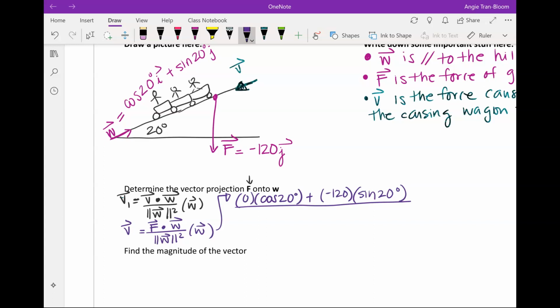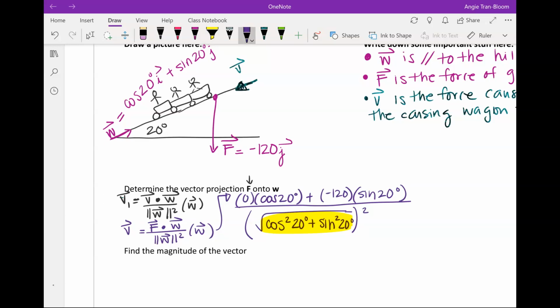Now, let's find the magnitude of W. The magnitude formula is the square root of A squared plus B squared. But this formula says I need to square my magnitude. So what is the A value for W? Cosine of 20. So would you agree I write cosine squared of 20 degrees plus sine squared of 20 degrees? What is that right away? 1. Whoa, that goes straight to 1. Look at that, I don't need to worry about that later.